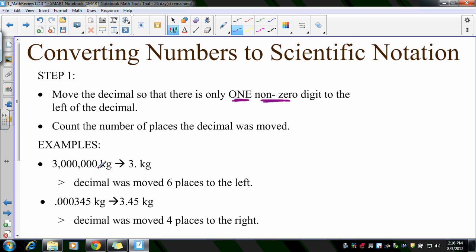So first, let's move our decimal. So we're starting here. We're going to jump it. 1, 2, 3, 4, 5, 6. So we jumped it, moved it 6 places to the left.